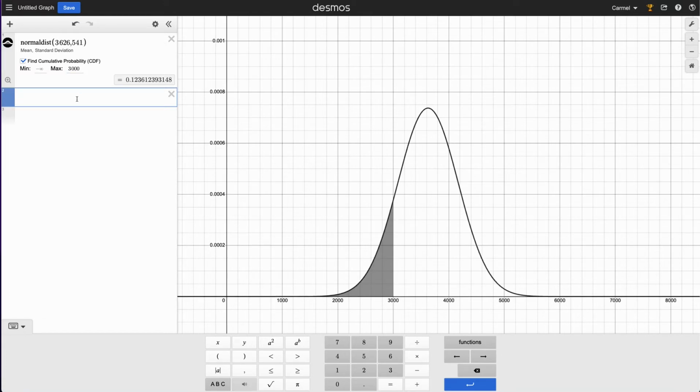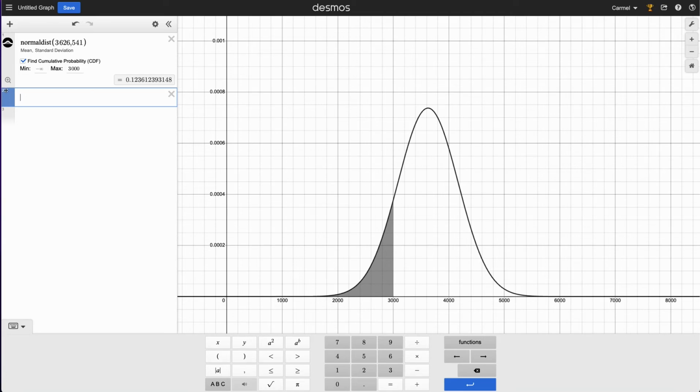So what if the question is like, what does a baby's weight have to be in order to be in the top 10% of all babies? So this is kind of like the inverse question, right? It's asking you not for the probability, but for the value of the baby's weight that puts them in the top 10%.